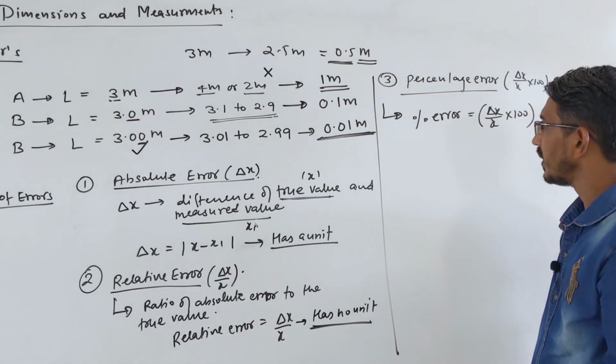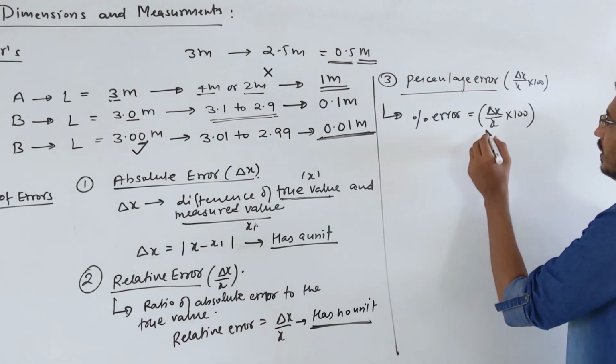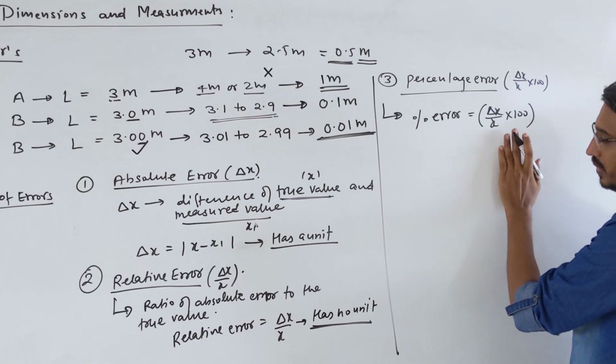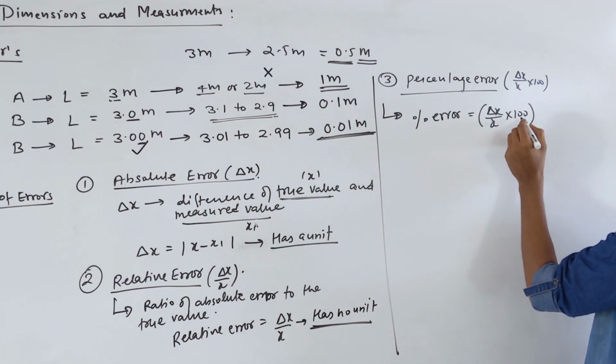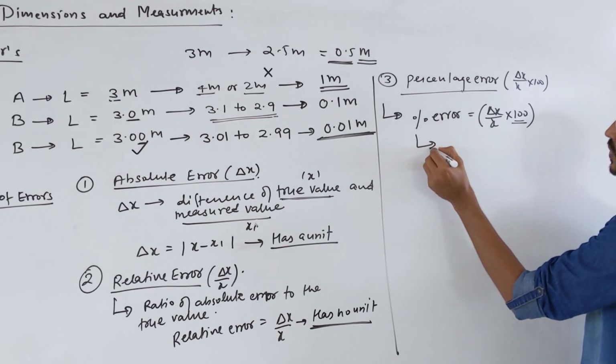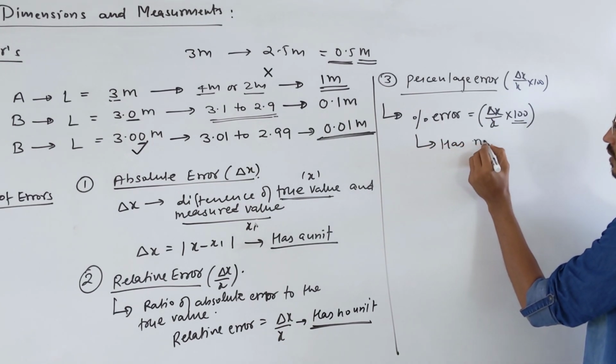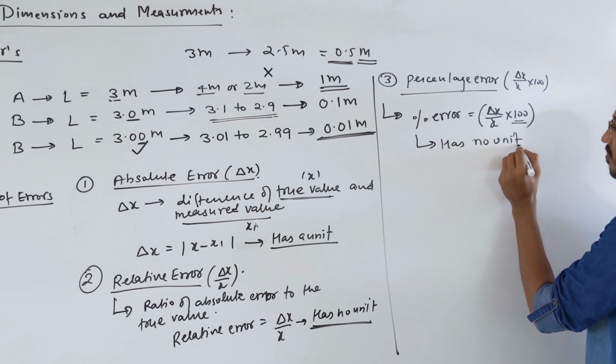Okay. Now what is important here? What about the unit of this error? This error has no unit. So this error also has no unit, because we just multiply by a number, that's all. So this also has no unit. Correct? We get some number answer only, right?